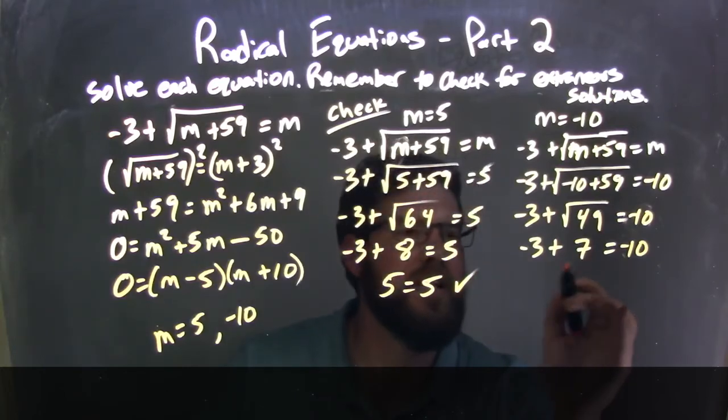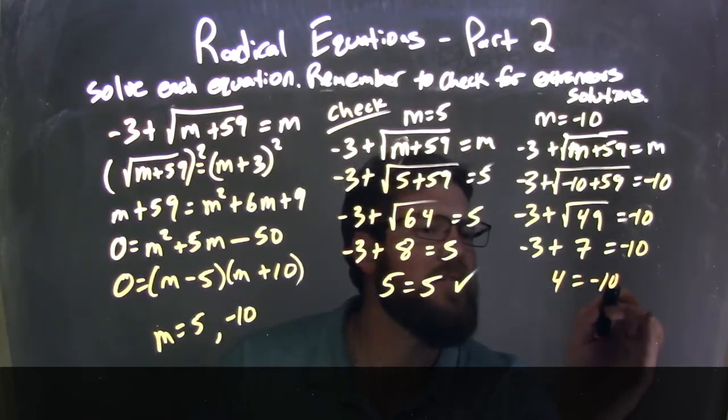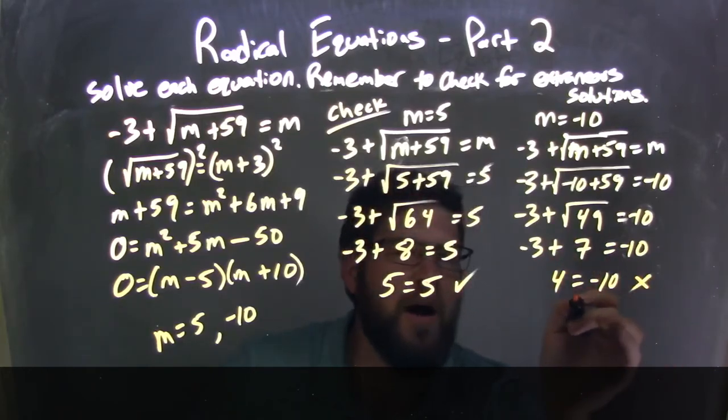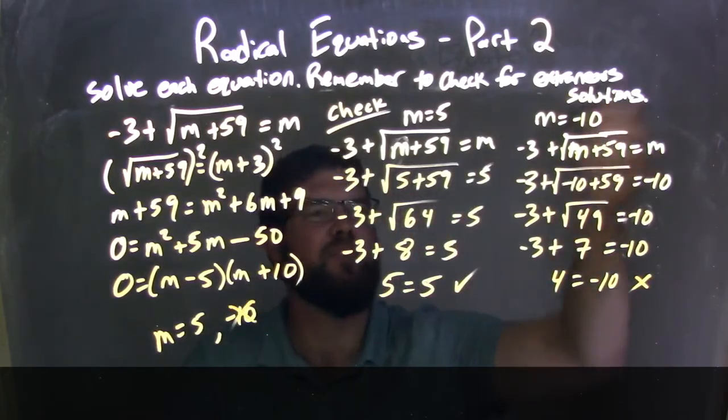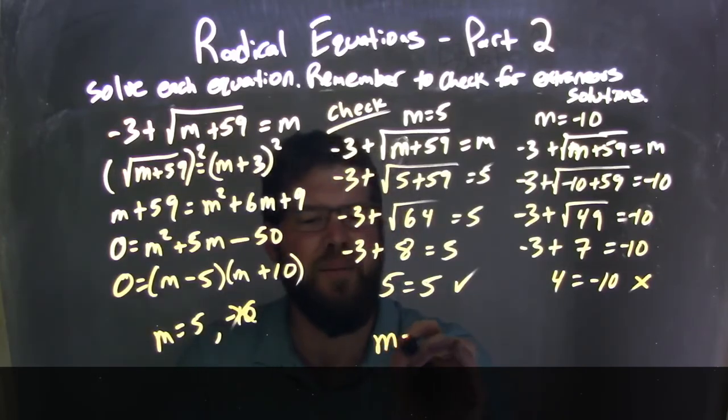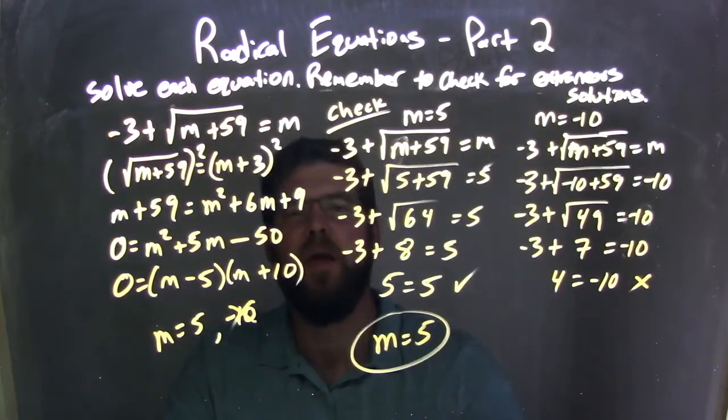Negative 3 plus 7 is a positive 4. And does positive 4 equal negative 10? No, it does not. They're not true. So that means negative 10 is an extraneous solution. So our only true solution is m equals 5.